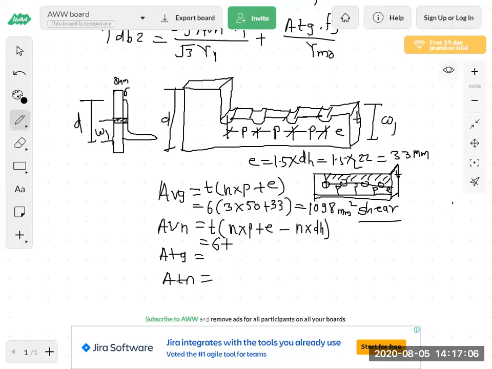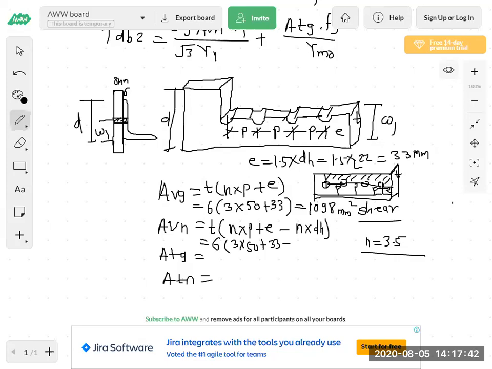Now T is 6, again 3 into 50 plus 33 minus. Now here N. What is the value of N here? 3.5. Others? One of the students told me 3.5. Here the value of N is 3.5. Others, why 3.5? As I have explained. See, how many number of bolts are there? Total 4 bolts are there.